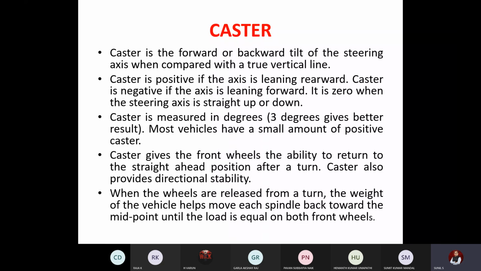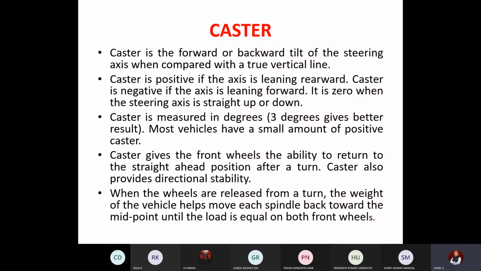Caster gives the front wheels the ability to return. Why this caster is required is the next question. Next time when you drive your car, just make a note. When you turn the car in a curve, just leave the steering wheel free. It comes back to its original position by itself. You need not put any effort. This coming back happens only because of the caster angle that we have given. Also it gives the directional stability.